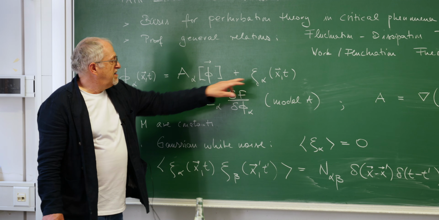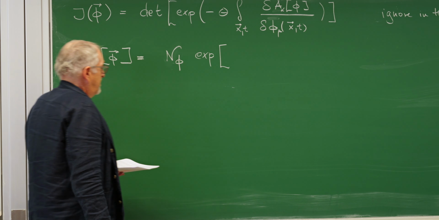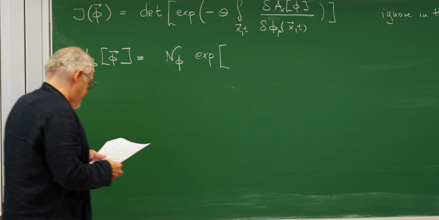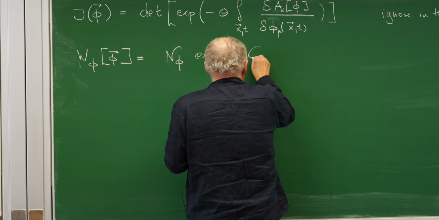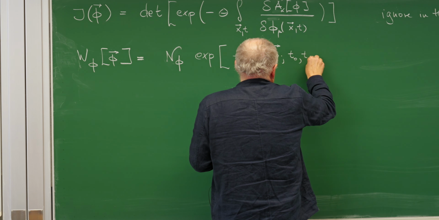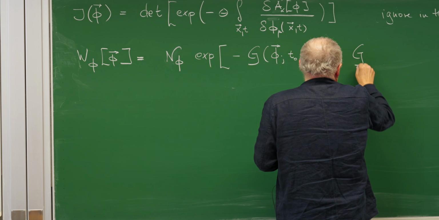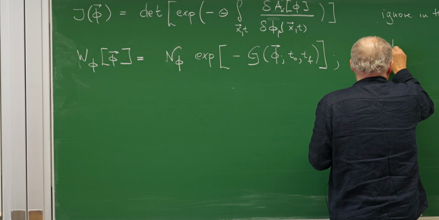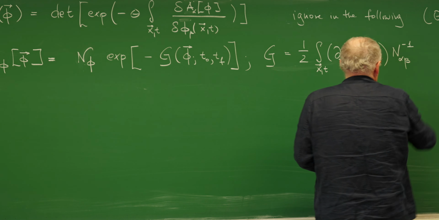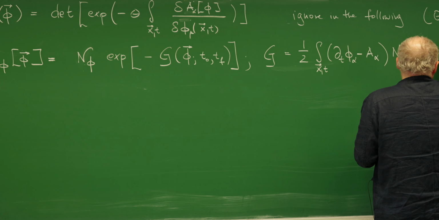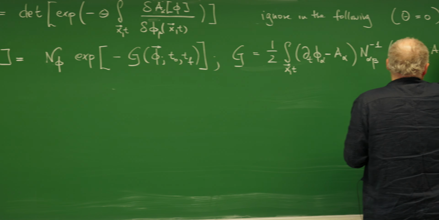a normalization factor that again has to be chosen such that the integral over 1 is 1. So you have normalization. And then we have here a functional g, which depends on the fields and also on the initial and the final time, where this functional g is given as 1/2 integral over x and t dt phi alpha minus the drift term, the noise amplitude matrix inverse, and dt phi beta minus A beta.